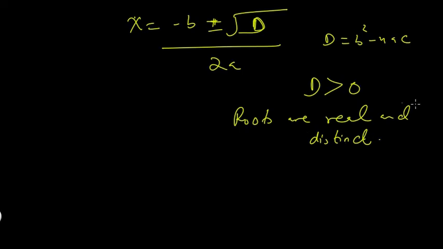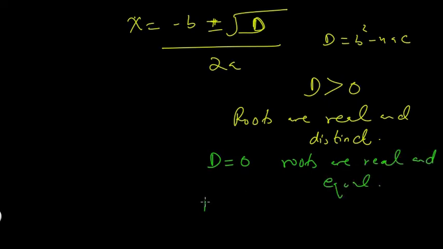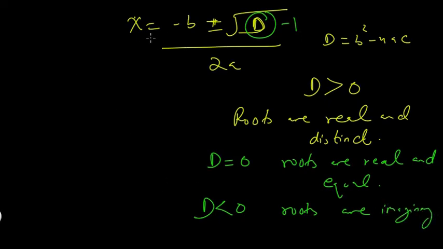Okay. If D is equal to 0, then there will be only one root, so the roots are real and equal. If D is less than 0, a negative number under the root becomes an imaginary number, so we say the roots are imaginary.